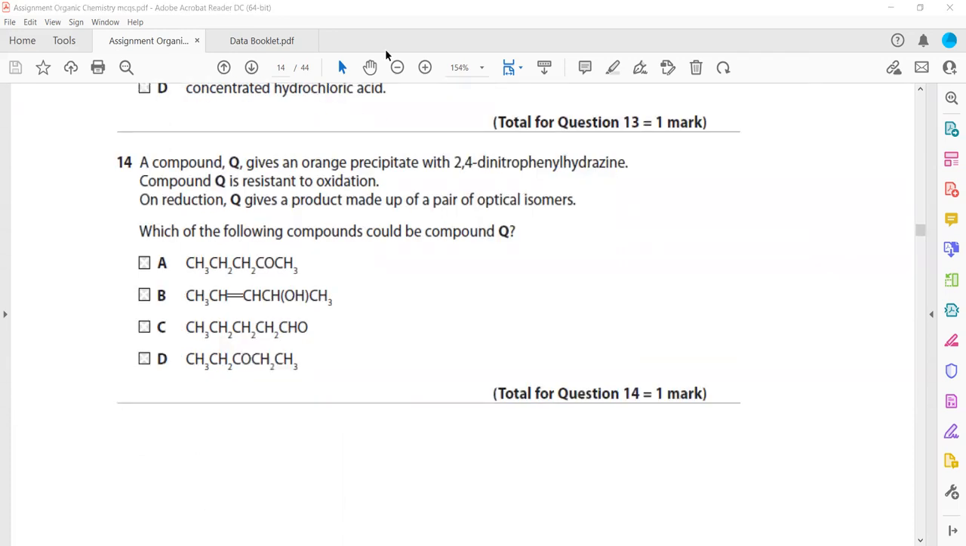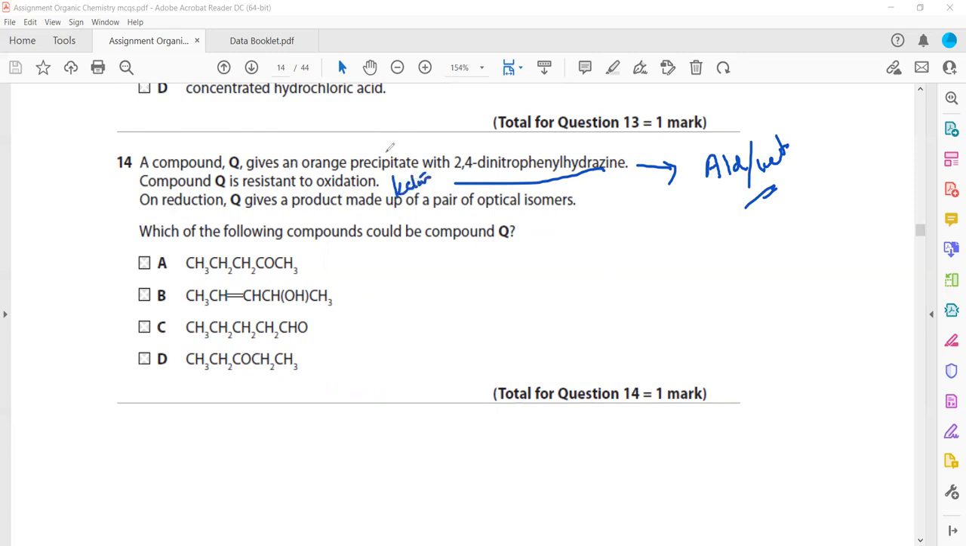Compound Q gives an orange precipitate with 2,4-dinitrophenylhydrazine. So that is a test. This is a positive test for both aldehyde and ketone. Both give a positive result with this. Compound Q resists oxidation, so compound Q cannot be oxidized. It gives a positive result, so it means it is an aldehyde or ketone. It resists oxidation, so it cannot be oxidized. So it gives an idea it is a ketone.